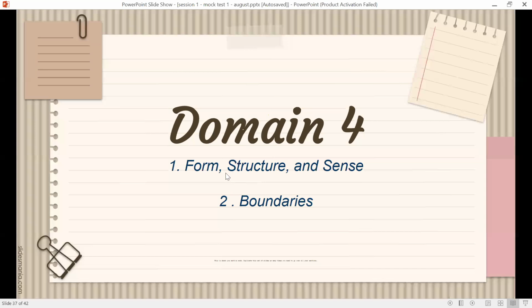Domain 4 has two main topics. Topic number 1 is called form, structure, and sense. This part has many subcategories. The other one is boundaries, which, as a title, has to do with punctuation and clauses and so on. We're not going to deal with punctuation today. We're going to deal with form, structure, and sense.